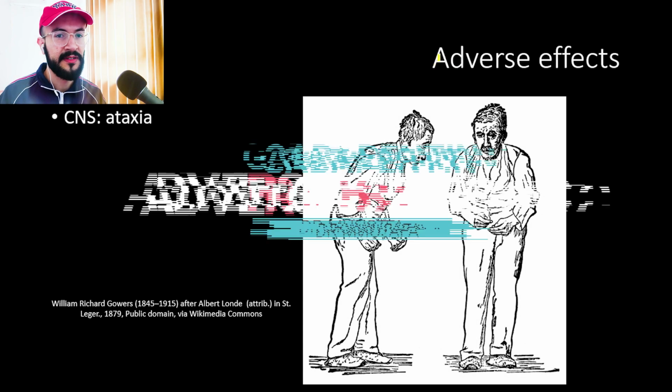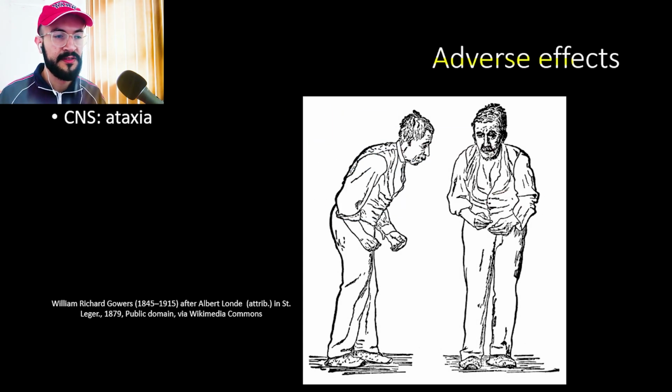Now let's talk about the adverse effects. Gabapentin leads to central nervous system related adverse effects, for example, ataxia. Ataxia is a disorder of coordination. The patient may have problems coordinating lower limb movements, leading to trouble in walking, or problems coordinating upper limb movements, or problems in coordinating speech, or trouble coordinating eye movements.